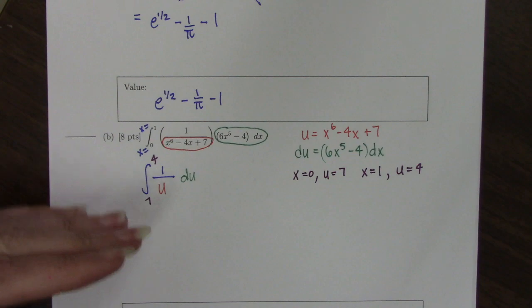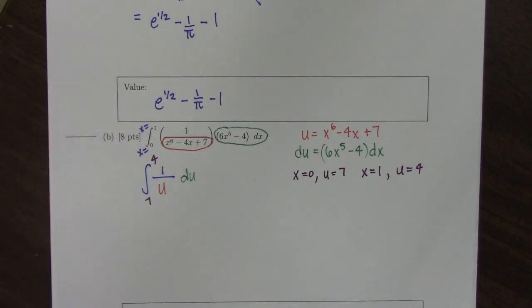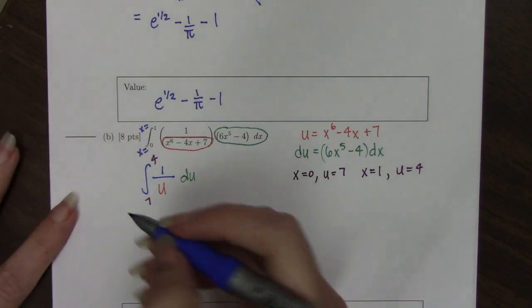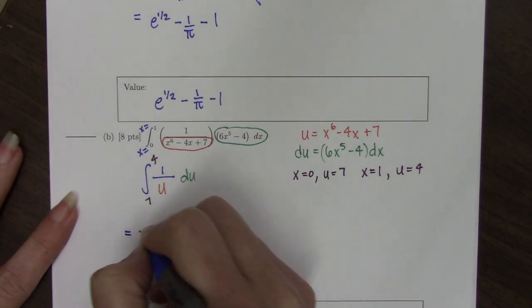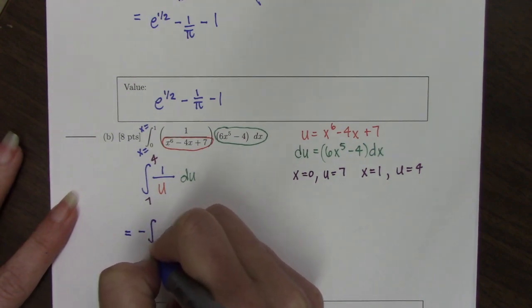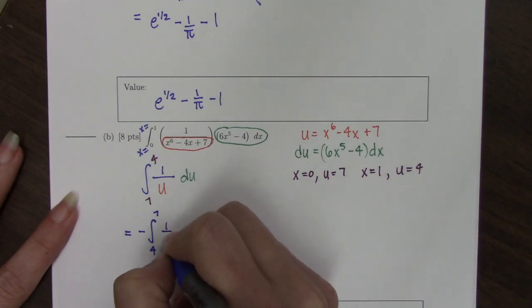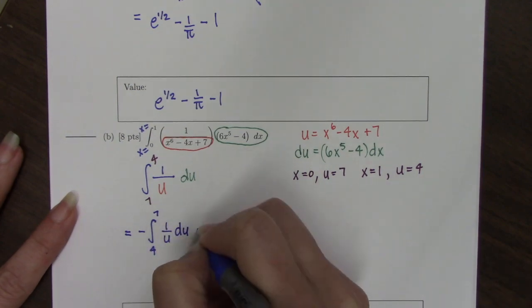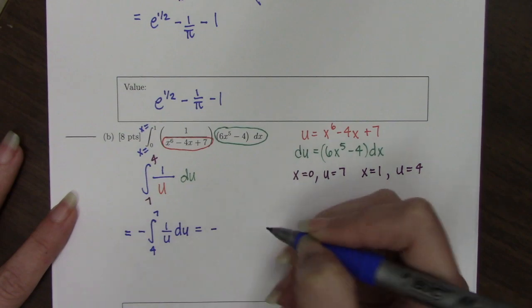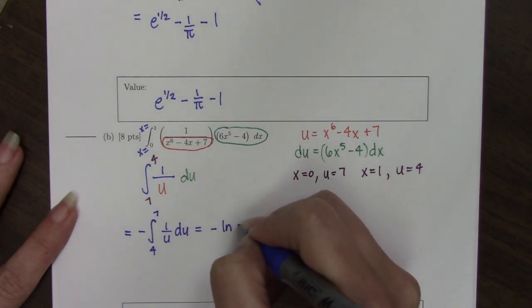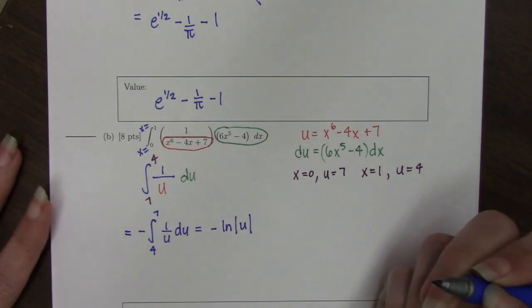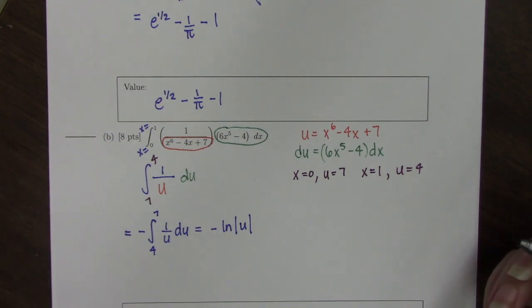Now before I evaluate this integral, I notice that my bounds are backwards. We like them to be low to high for the fundamental theorem of calculus. So I'm allowed to switch them as long as I multiply the integral by negative 1. So this is now negative the integral of 4 to 7 of 1 over u du. So the antiderivative of 1 over u is natural log of the absolute value of u. And remember, when we differentiate ln of x, it's just 1 over x.